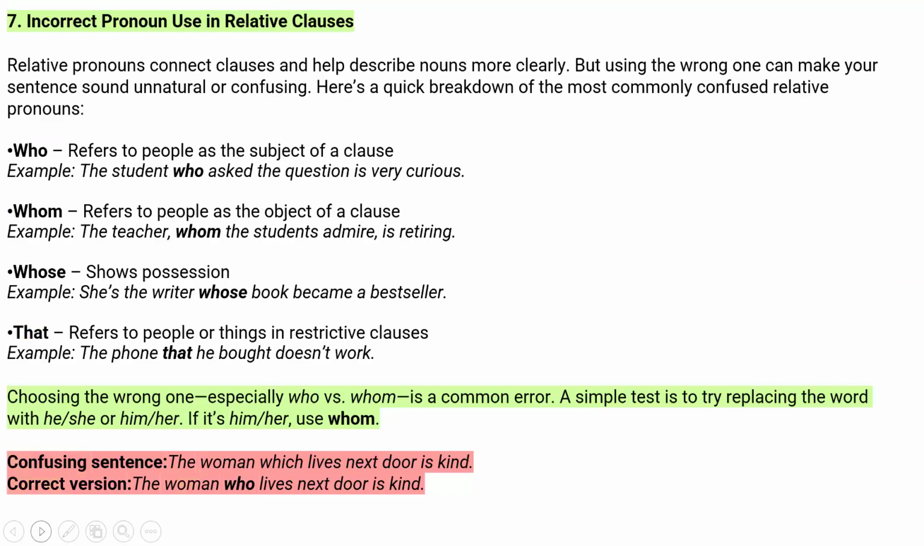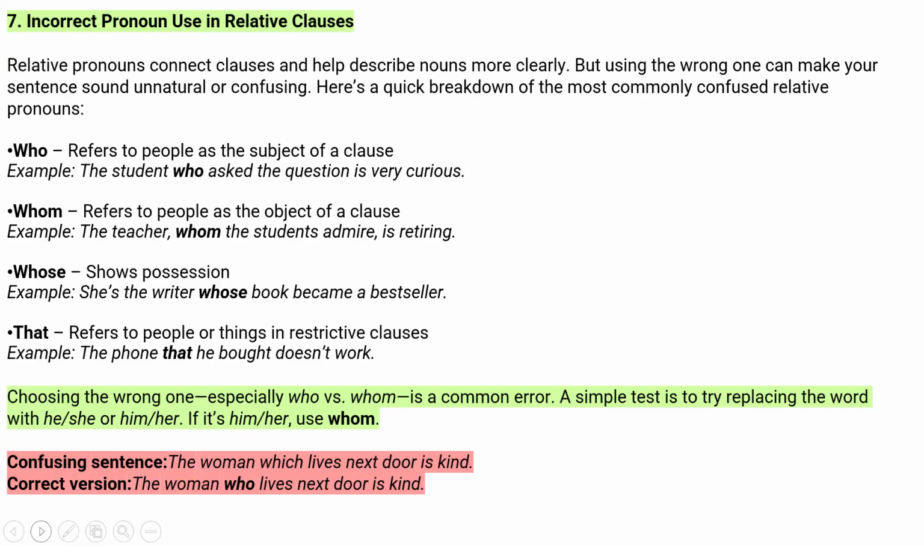Now, another mistake to avoid is using an incorrect pronoun in relative clauses. I will make a separate video on relative clauses, but in this video I'm explaining how to avoid common errors while using independent and dependent clauses. Relative pronouns connect clauses and help describe nouns more clearly: who, whom, whose, that. "The student who asked the question is very curious." "The teacher whom the student admired is retiring." "She is the writer whose book became a bestseller." "The phone that he bought does not work."